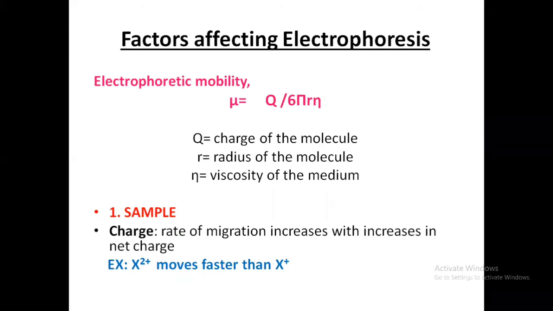Okay, so this is very, very important for your GPAT. They can ask this formula also. Electrophoretic mobility, what is the equation? Mu equals Q divided by 6 pi R eta.